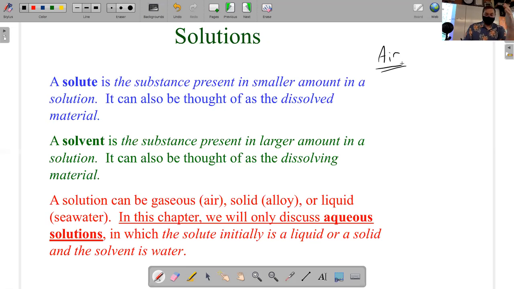There's the solutes. Solutes are the things that are in smaller amounts within the solution. It's the stuff that's dissolved. The solvent is the thing that's in the bigger quantity. So in this room, the solvent is nitrogen, because nitrogen gas makes up the largest proportion of the air that you're breathing. But there are multiple solutes.